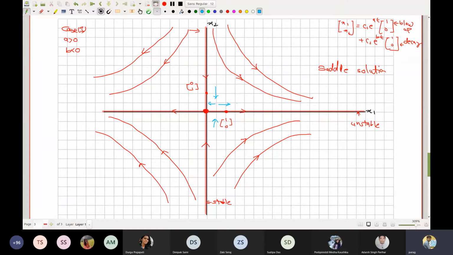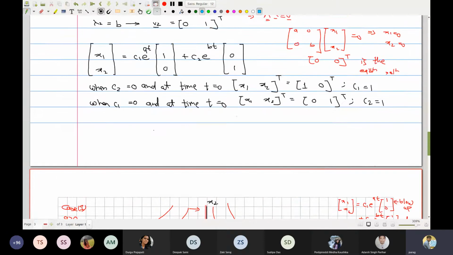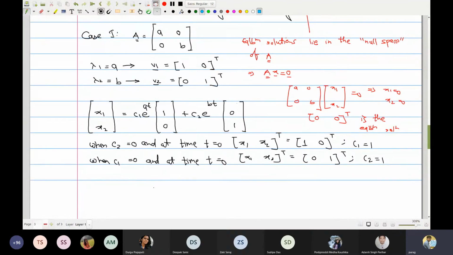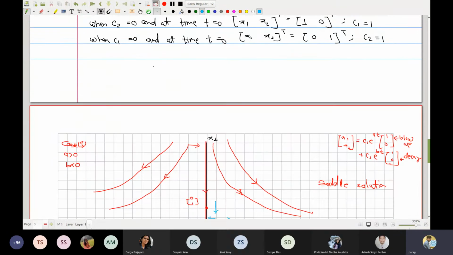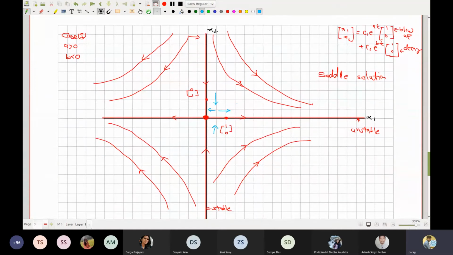So whenever you have an equation where the eigenvalues look like this, A, 0, 0, B, then your phase portrait would look like this, if A is greater than 0 and B is less than 0.